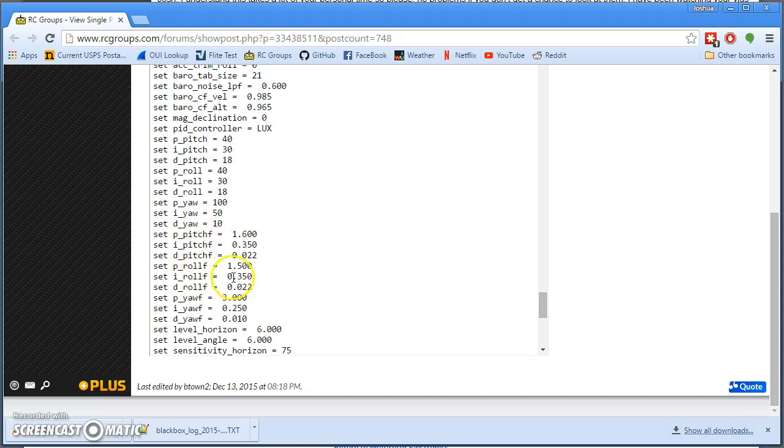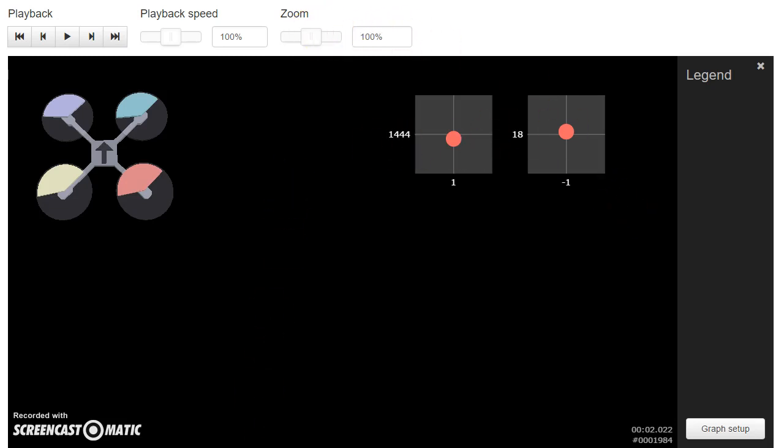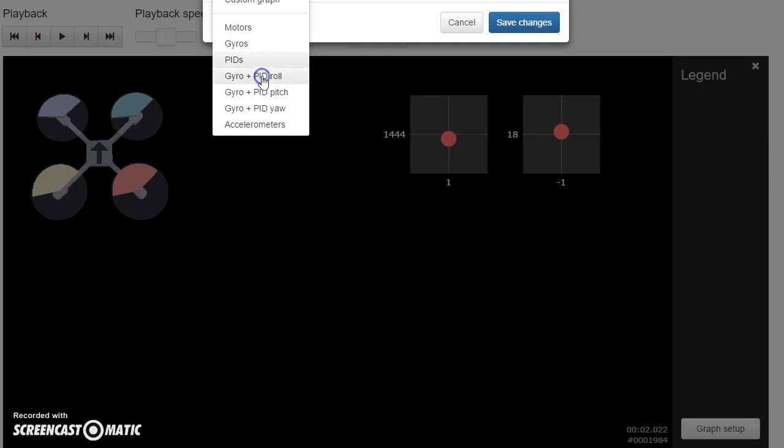Yeah, your I terms are pretty nominal. So let's take a look at your log and let's just see what we see. Here we are, and we're gonna dive into, let's look at roll first, you said. So we'll look at roll. There we go.